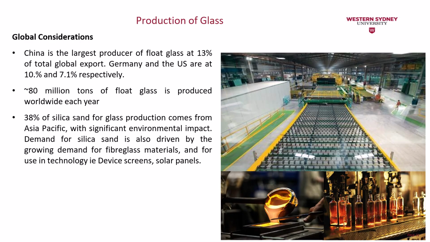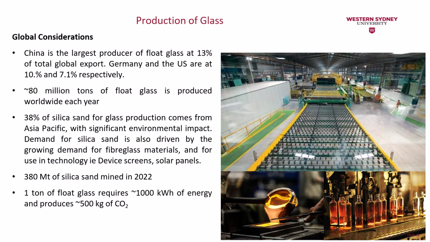38% of the silica sand for glass production comes from the Asia Pacific, with a significant environmental impact. The demand for silica sand is also driven by the growing demand for fiberglass materials and for use in technology, for example device screens or solar panels. About 380 megatons of silica sand were mined in 2022. One ton of float glass requires about 1000 kilowatt hours of energy and produces about 500 kilograms of CO2.